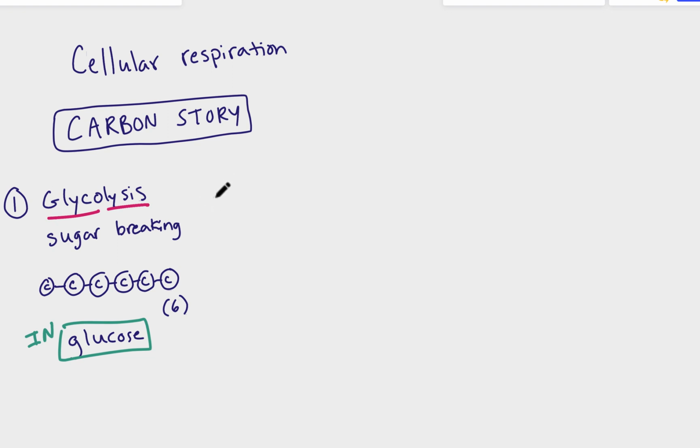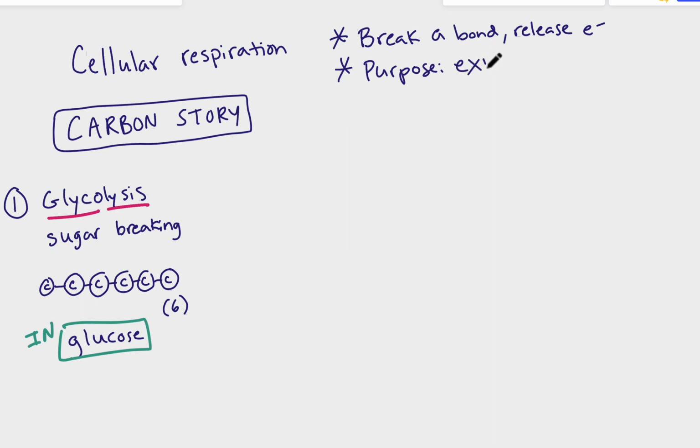And what are we going to do? We're breaking. Now here's some really key concepts. One key concept is that when you break a bond, you release electrons. Overall, the point of this is to extract electrons. So we're going to see that we break a lot of bonds in order to do this.